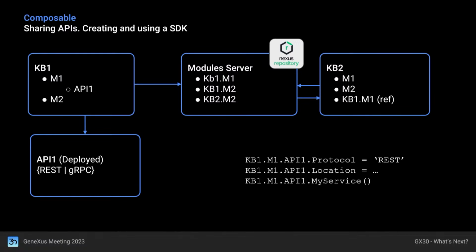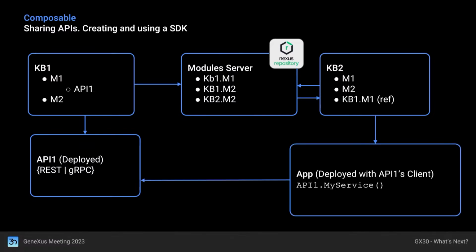And with this and some other lines, but these are the main conceptual lines I wanted to share with you. They are in KB2, and so you call the API, and the rest is to deploy the solution. And in that solution, you're going to have the customer layer of the API implemented in order to make the call to the real REST service deployed by KB1. So when I'm developing an API, I can also share it through the modules server.